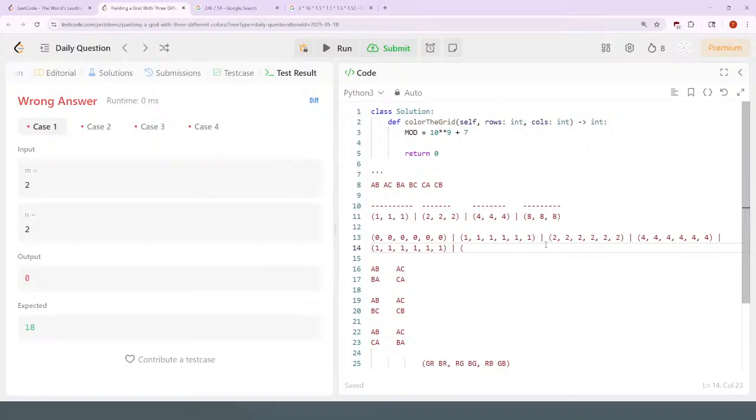2 by 2 should end up being 3. That's what it should end up being. 3 times 6.